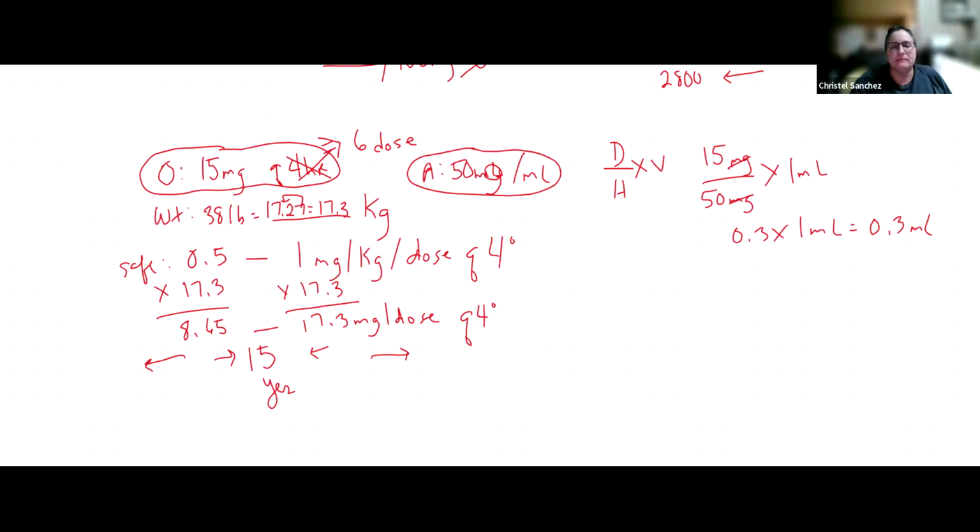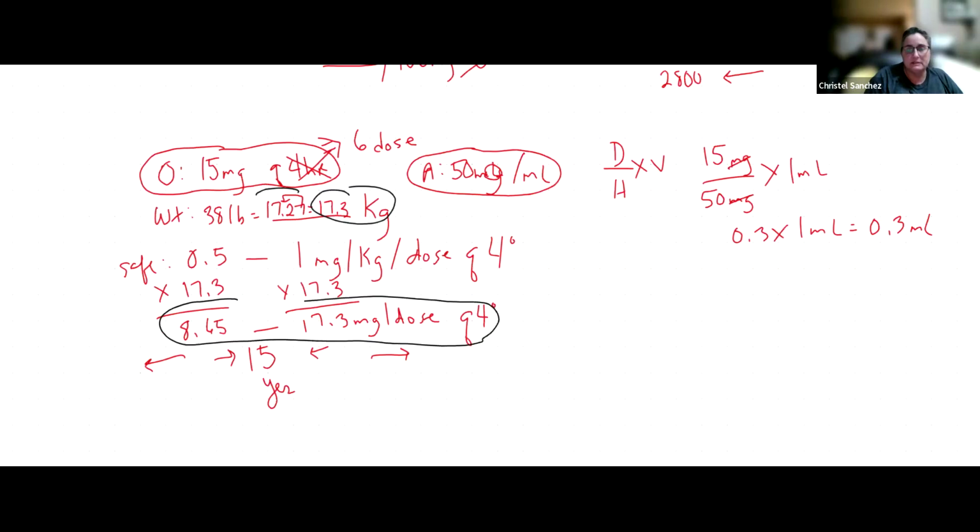All right, any questions on this one? So on the exam, the things it's going to ask you, let me go back to that real quick. It's going to ask you for the weight in kilograms, which is going to be this. It's going to ask you for the safe range, which would be this. It's going to ask you, is it safe or not, which is that. And then it's going to ask you how much you would give the patient if it was safe.